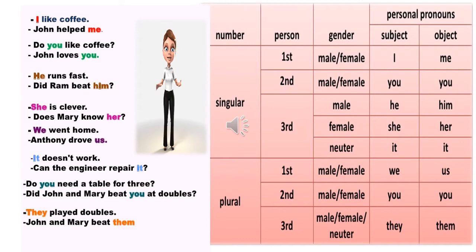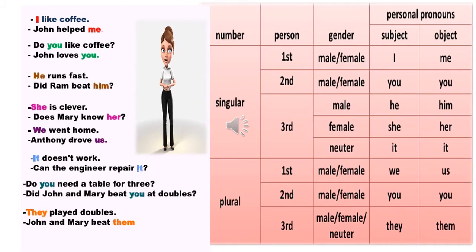Let's do. I like coffee. In next, John helped me. Here I is used as subject and me is used as an object in first person. In next, do you like coffee? John loves you. Here you is used as subject in first sentence. In next sentence it is used as an object in second person.